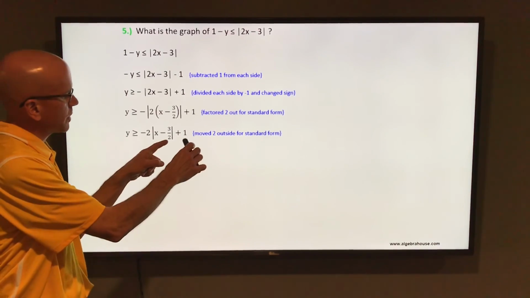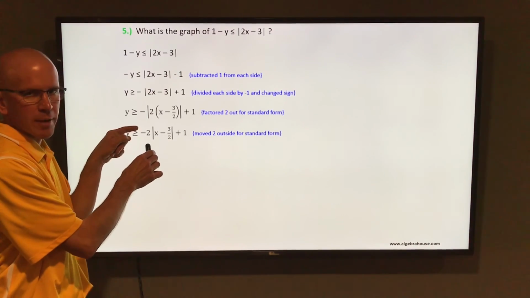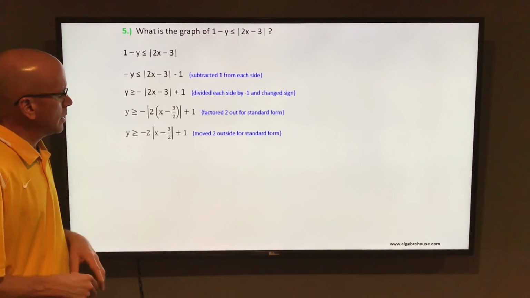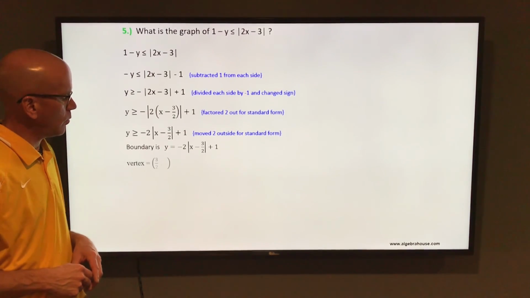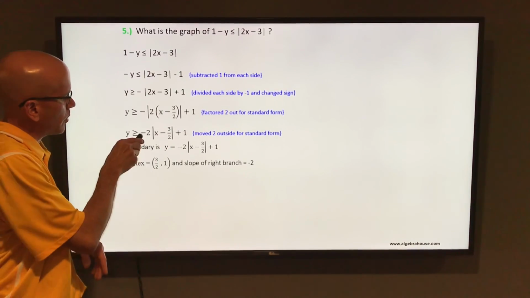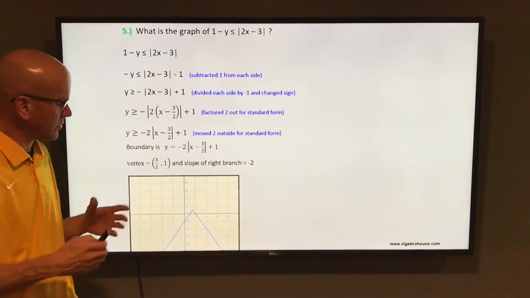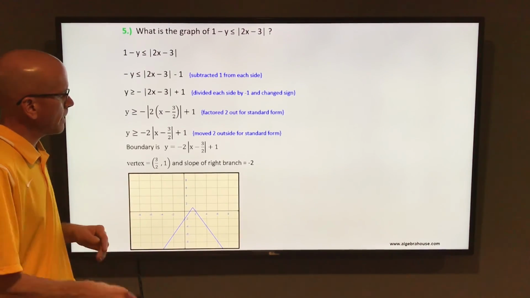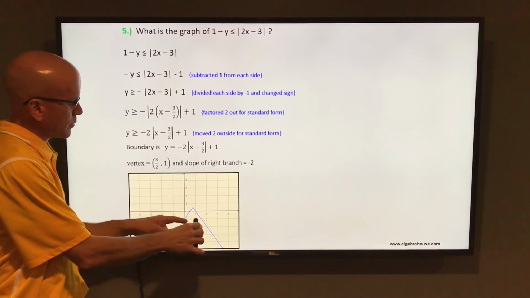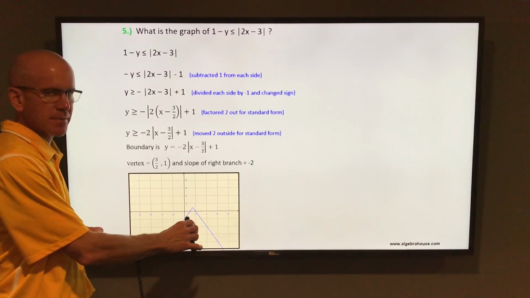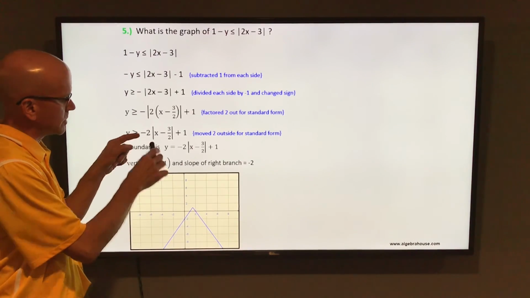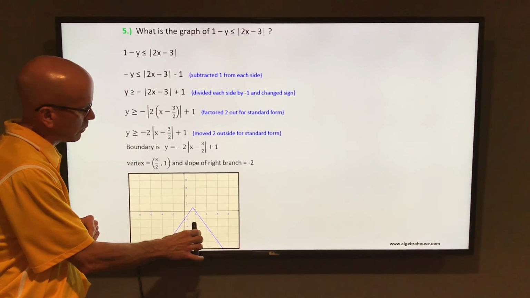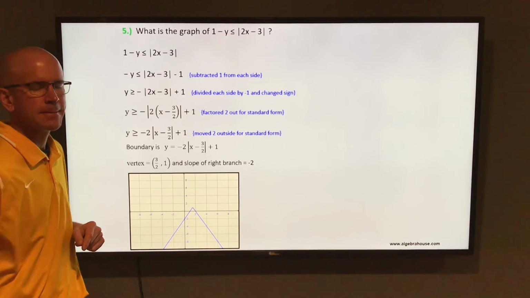You can see the vertex, and you can see the slope of the right branch. So the vertex is going to be at 3 halves, 1. And the slope of the right branch is going to be negative 2. So the vertex is at 3 halves, 1. Go to the right 3 halves, that's 1 and 1/2, and up 1, put a point. That's the vertex. The slope of the right branch is negative 2. So from that vertex, go down 2 and to the right 1, put a point.